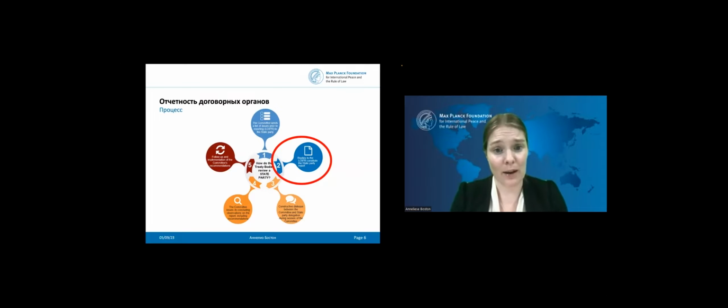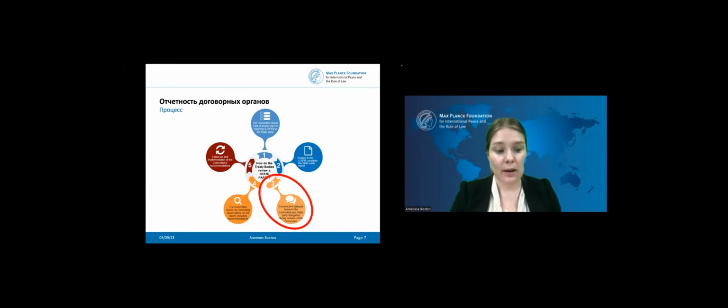Each treaty body has its own templates and limits and suggestions for writing these reports. They also have their own deadlines. All of this information is available on the OHCHR website. So if you are interested in a specific treaty, you should go onto the OHCHR website and look for that treaty in that treaty body.